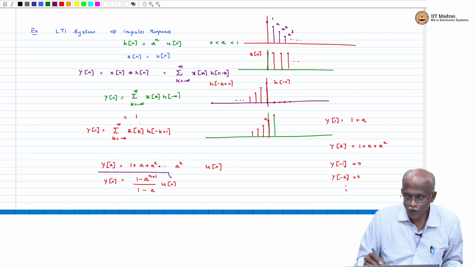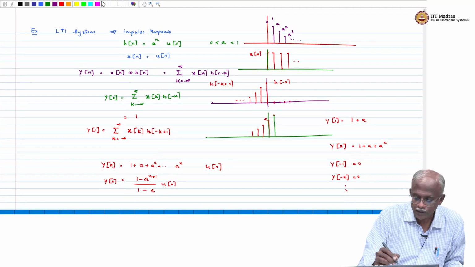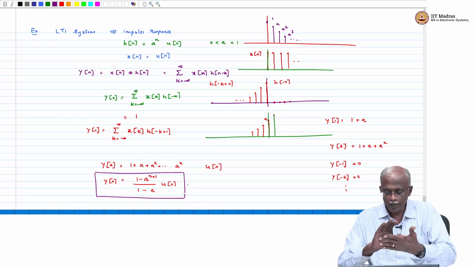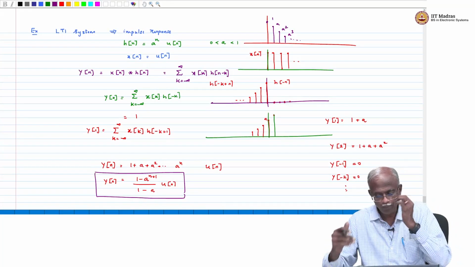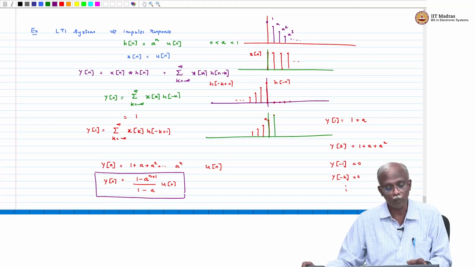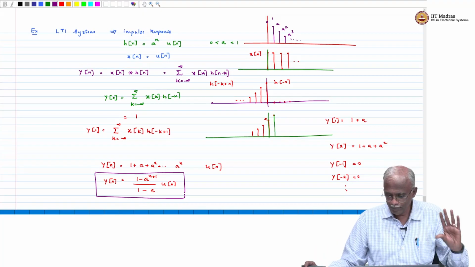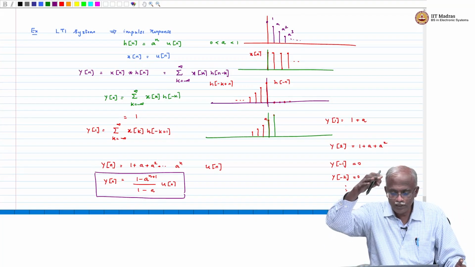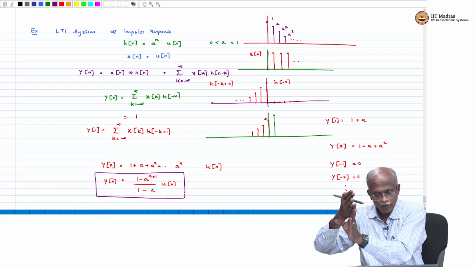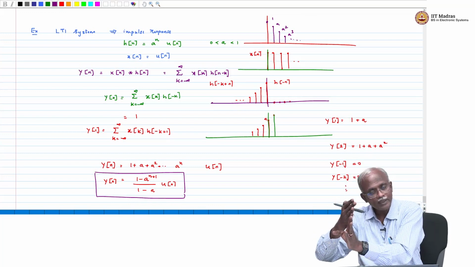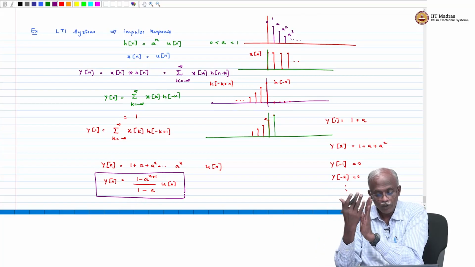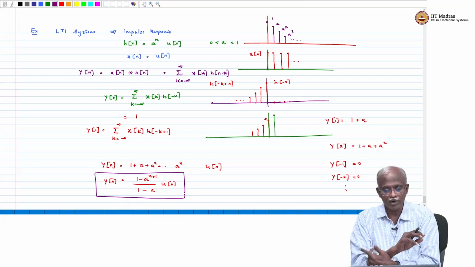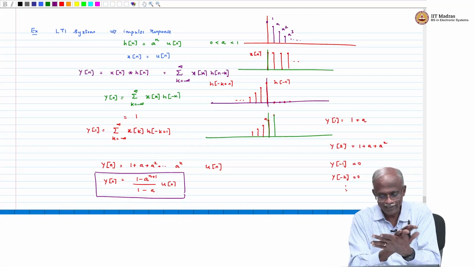So the important thing to note is that you have to flip one of the sequences and then keep shifting them, and every time you do point by point multiplication and obtain the output. Let me just pause for a minute, make sure that you are comfortable. Let me just repeat what we have said. h of n is a decaying exponential starting at n equal to 0. u of n is a unit step function starting at n equal to 0. Now, to do the convolution, I have flipped the unit sample response. So h of minus n is sitting here.